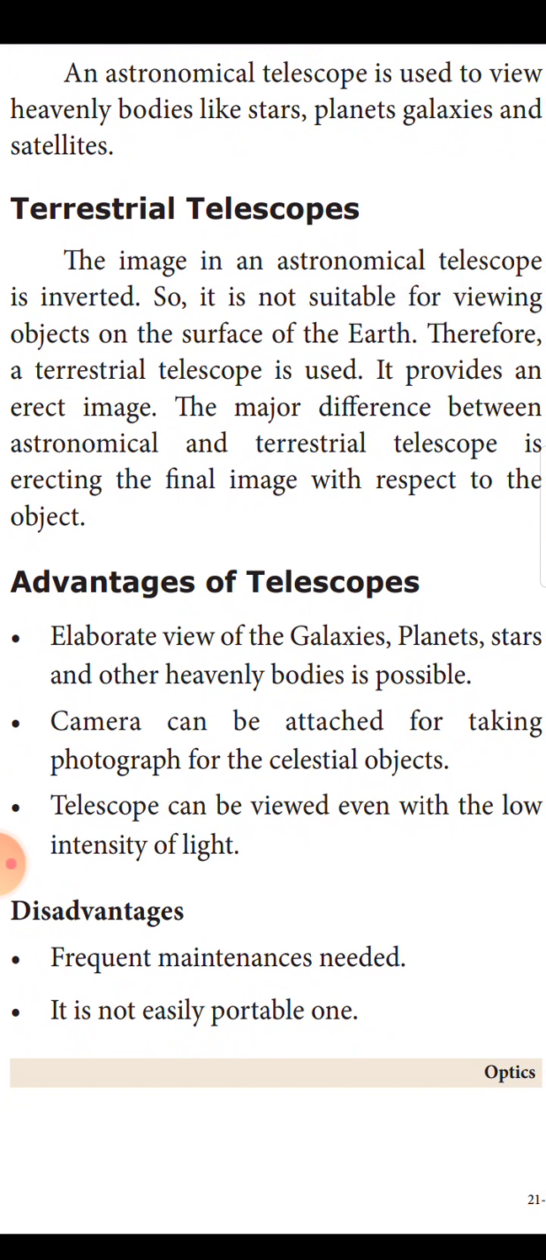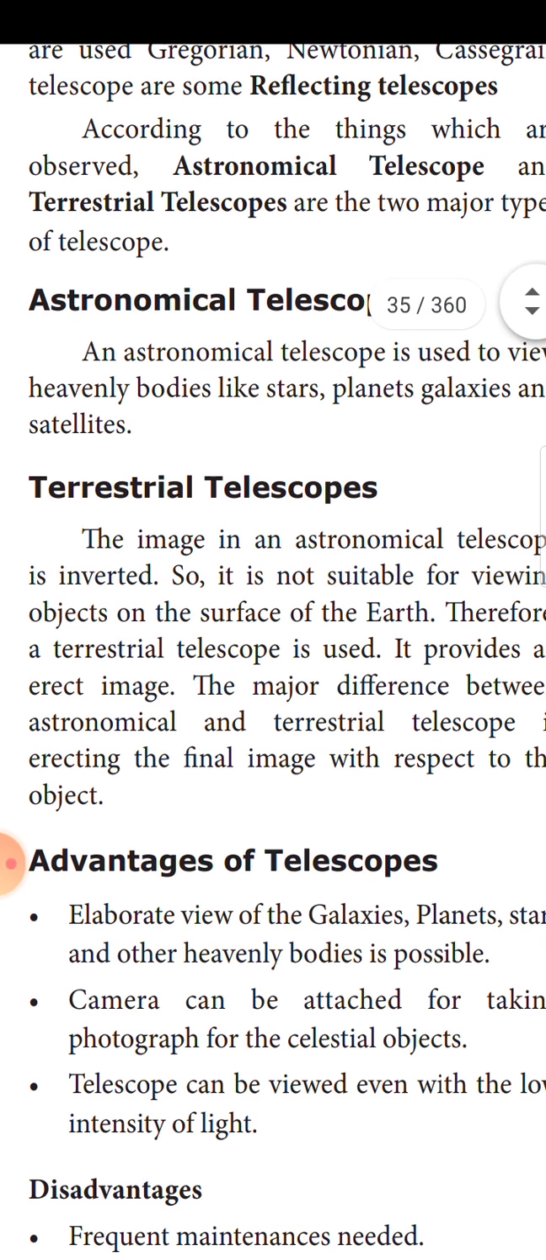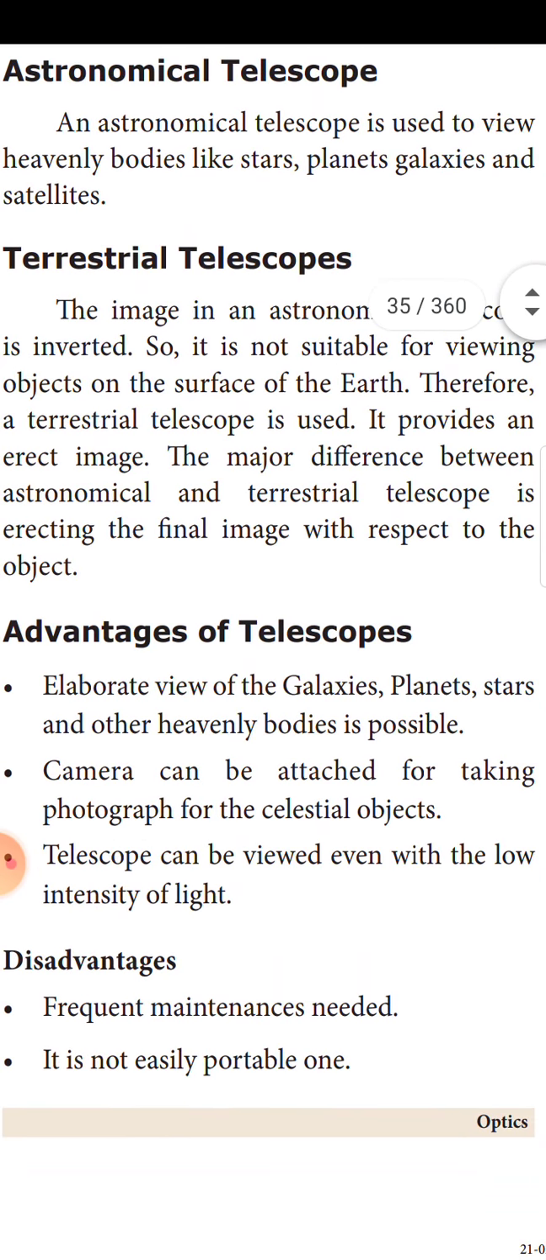The major difference between astronomical and terrestrial telescopes is erecting the final image with respect to the object. In a terrestrial telescope, it is an erect image. In an astronomical telescope, it is an inverted image.